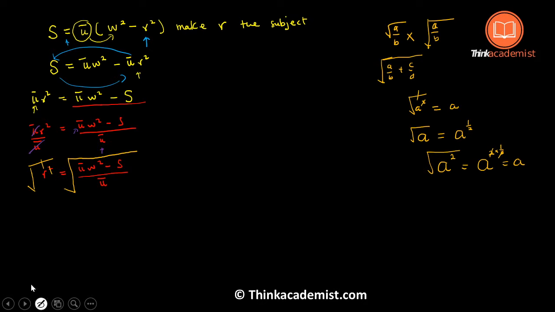Now doing our cancellation, we'll have r, and then we'll have the square root of this pi w squared minus s over pi. Are we okay? So basically that is it for our answer.